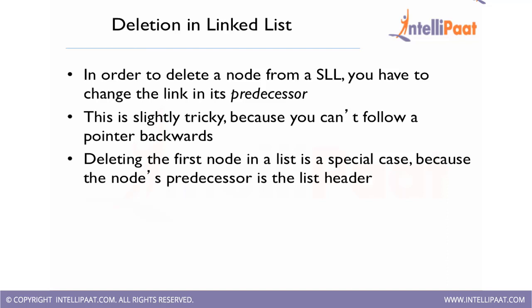Deleting the first node in a linked list is a special case because the node's predecessor is the list header. So let's revisit these 2 points. Why is deletion tricky? Because you don't have a pointer to the previous node since it is a singly linked list. There are cases where we have a pointer to the previous node, in a doubly linked list, which we will cover later. But in terms of a singly linked list, it is difficult to delete a node in between. So we need to write some logic so that we can have a predecessor's pointer, so that we can manipulate the predecessor's next portion to point to the successor's next portion.